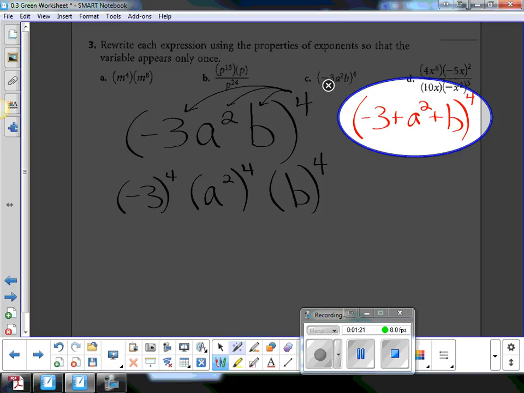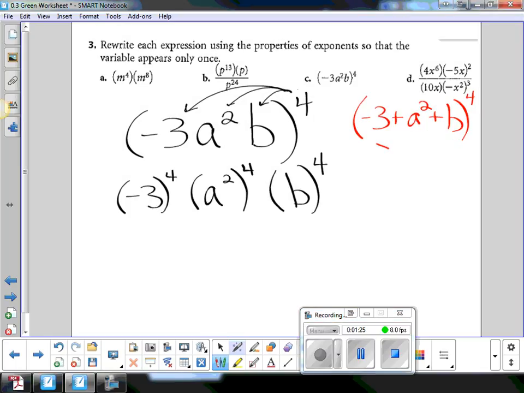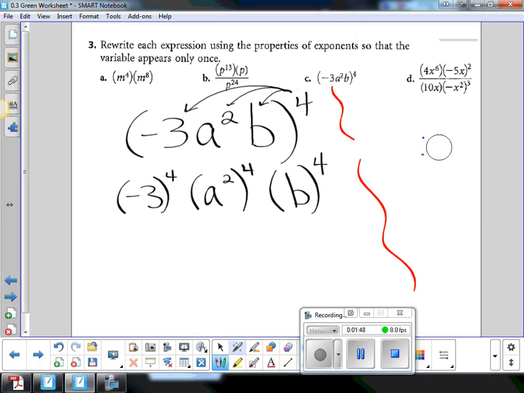I'll just tell you that you can't make it. If this was the problem, this would be incorrect: -3 to the fourth plus a squared to the fourth plus b to the fourth. You wouldn't be able to do that if you were adding in there, okay? So that's just kind of a side note to make sure that you know that we're talking about two different ball games here. So I'm going to erase that because some of you look a little nervous about what I just did there, but you're not allowed to do that.